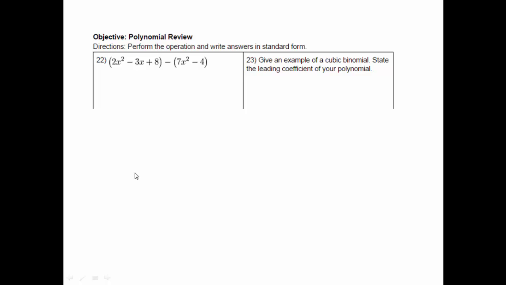Right, our objective is polynomial review. The directions are to perform the operation and write answers in standard form. So this first one, I notice, is subtraction, and we know with subtraction, we're going to change the subtraction to addition, and it's the opposite of what comes after it. So this is going to be negative 7x squared plus 4, and then just scribble that off so you don't actually accidentally use it. So now it's just combining like terms.